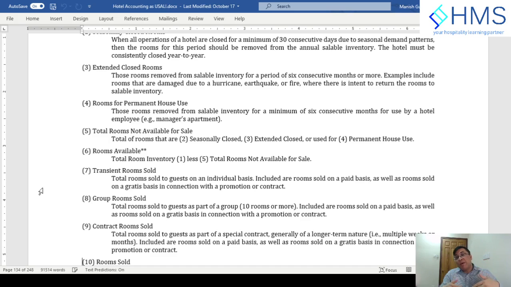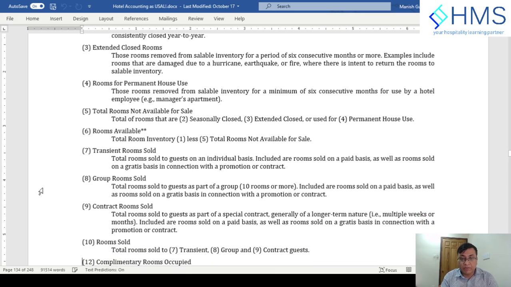So maybe the property is a mixed use property, where they are running it as a long term contract, as transient rooms, or as a group room revenue. So splitting them will help them to understand where the majority of their business is coming from, what are the ADRs of those rooms, and what is the yield of those rooms, so that they can maximize their occupancy mix. Now, these are the paid rooms.